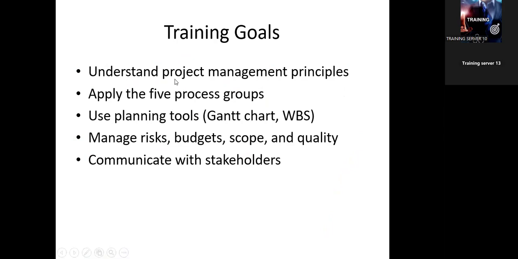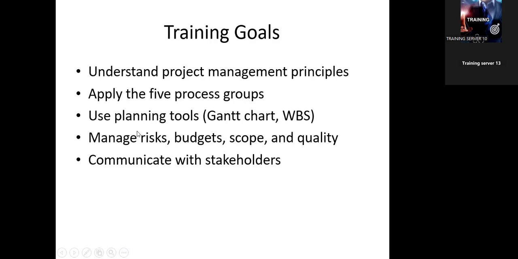During our study, we have to know very well the project management principles and the goals, and also to follow up the 5 process groups which we are going to see, and some tools that will help us to have professional work, like Gantt charts and WBS, which we will see, and also to manage the risk, budget, scope, and the quality of work.